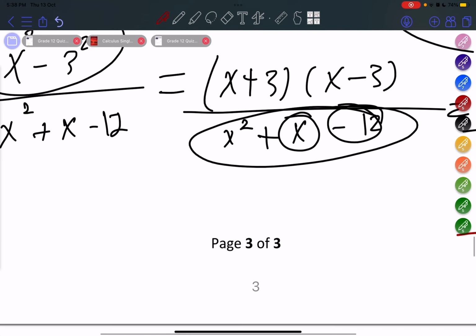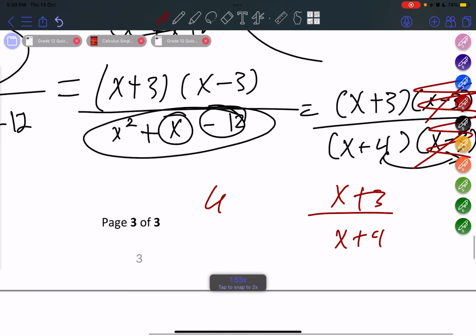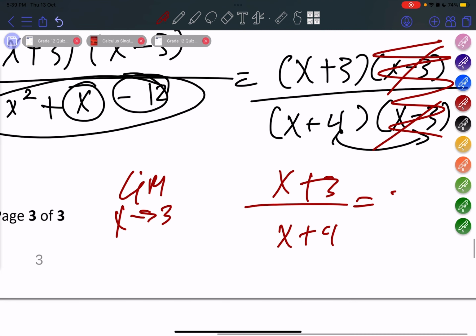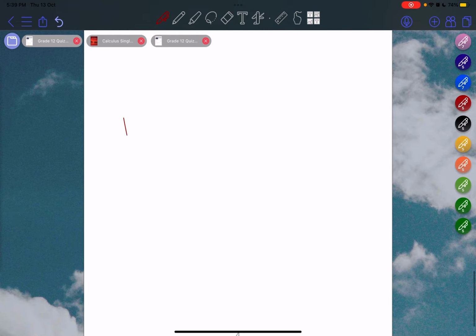Now we can sub in the value of x as 3. So when the limit as x tends to 3, it should equal 3 plus 3 over 3 plus 4. And finally, our answer should be 6 over 7. That being said, thank you very much.